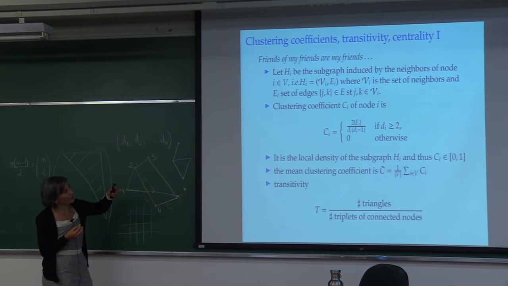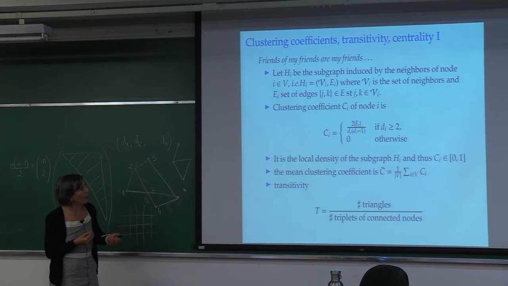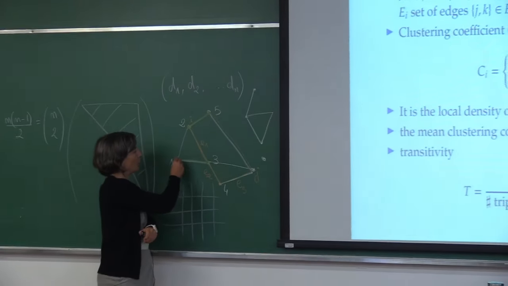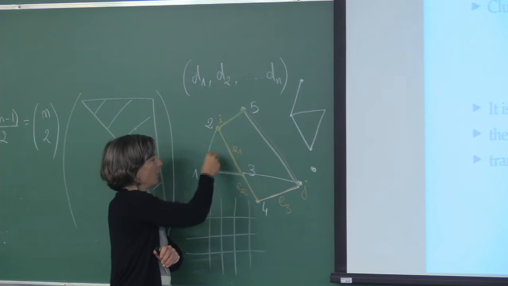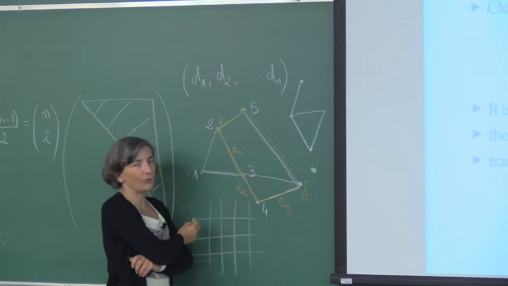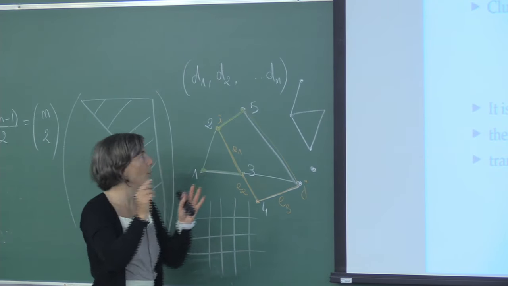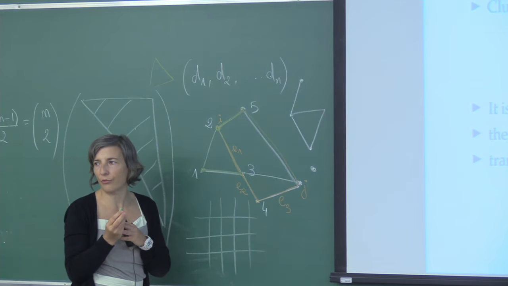Then the clustering coefficient Ci of node i is defined as that quantity, and this is exactly the density of that subgraph. Okay? And so, since it's a density, it is between 0 and 1, and it tells you if your friends tend to be connected. So here, node i has two neighbors, nodes 1 and 3, and those are connected. Here node 5 is not connected to node 1 and neither to node 3. So in this sense, it measures how much you have a tendency to close objects like that, so to create triangles in the graph. Okay?